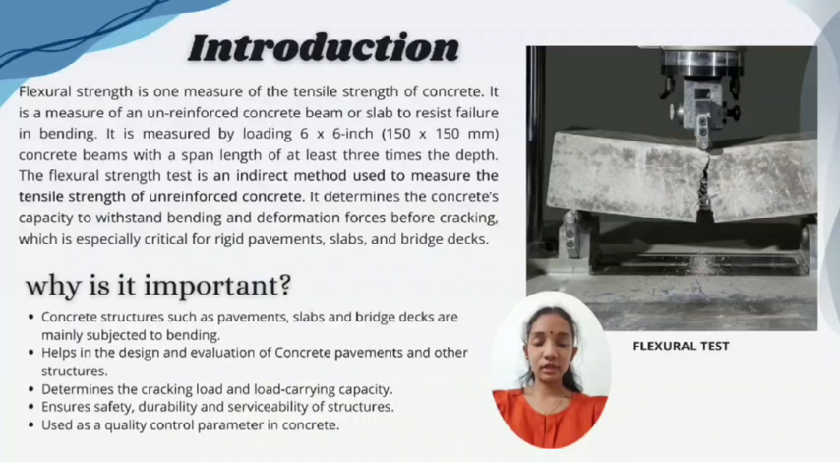Okay, introduction. What is flexural strength? Flexural strength is one measure of the strength of concrete. It is a measure of an unreinforced concrete beam or slab to resist failure in bending. It is measured by loading 150 mm by 150 mm concrete beams with a span length of at least 3 times the depth. The flexural test is an indirect method used to measure the tensile strength of unreinforced concrete.